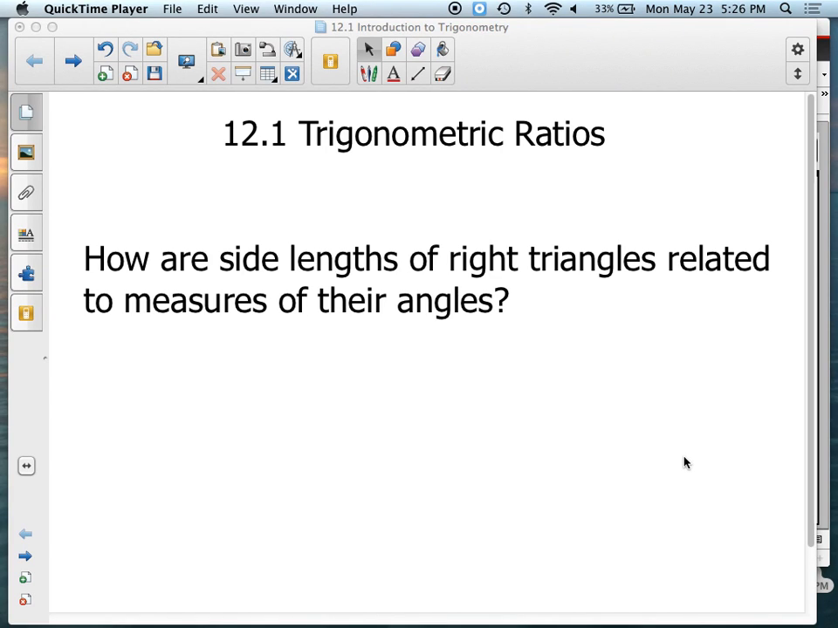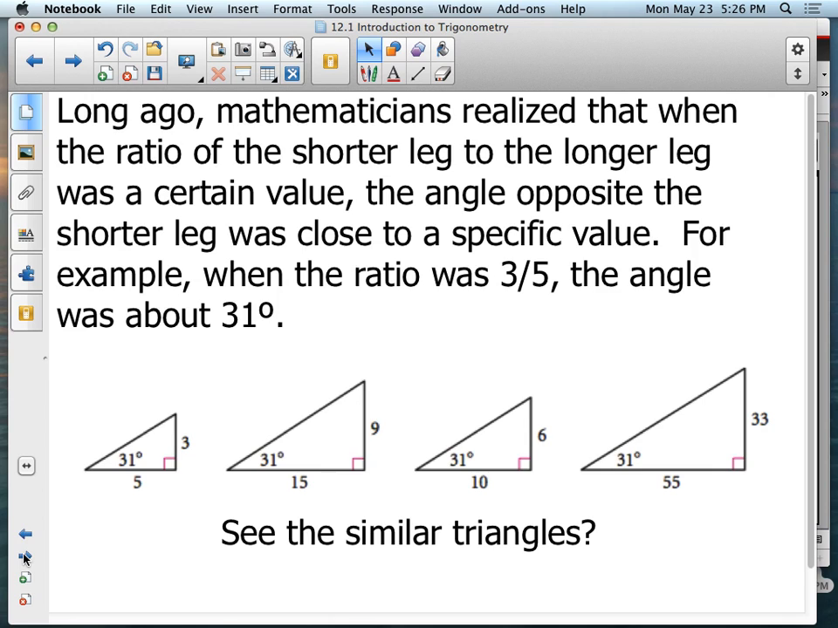So we're going to start talking about trigonometry today and the idea behind a trigonometric ratio. Because what trigonometry does is it relates the side lengths of right triangles to their angle measures. So it kind of connects angles and sides.